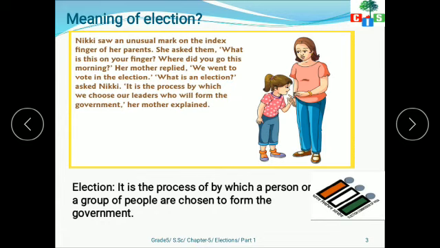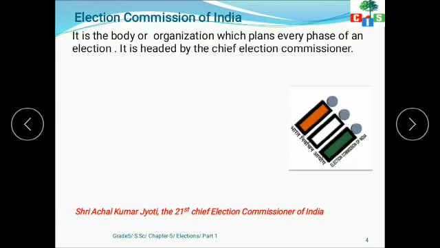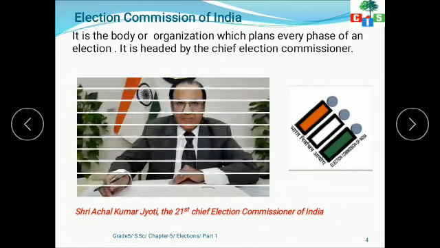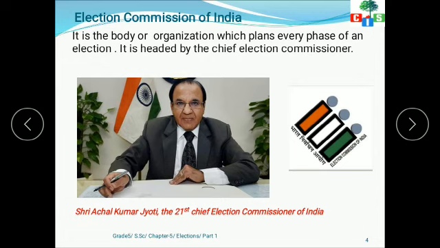Okay, now the next question arises in my mind, how is this election conducted, who is going to conduct it? So for this, there is a body or organization which is known as Election Commission of India. It is the body which plans every phase of an election. It is headed by the Chief Election Commissioner. So there is one body that will plan every stage of election, how it is conducted, what is the date, and on a particular date, what are the rules and regulations during election, all framed by this Election Commission of India, right? And it is headed by the Chief Election Commissioner. You can see the picture, Shri Achal Kumar Jyoti. He is the 21st Chief Election Commissioner of India.